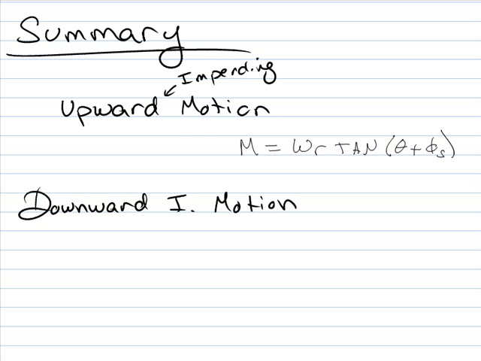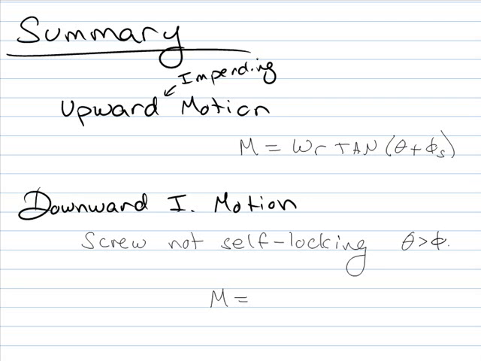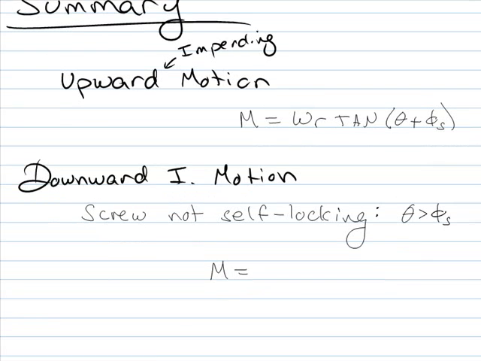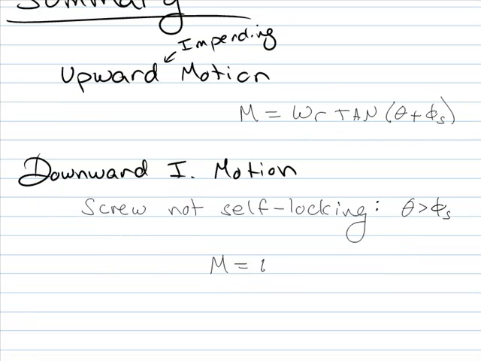We had the point where we had a screw that was not self-locking, and by that we meant that the theta angle was greater than the friction angle. In this case, what we needed to worry about was overcoming the difference between those two angles, but the one was larger.